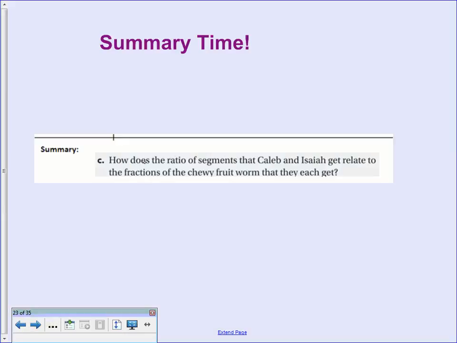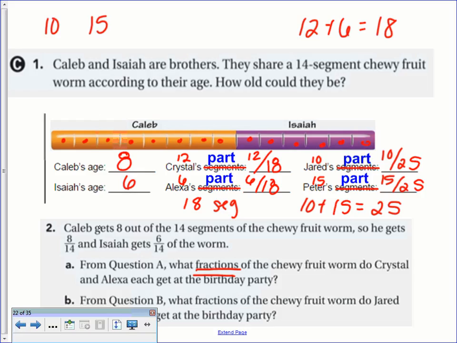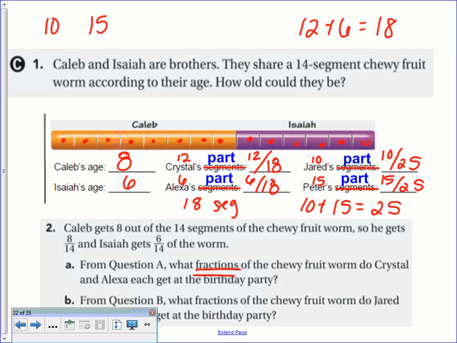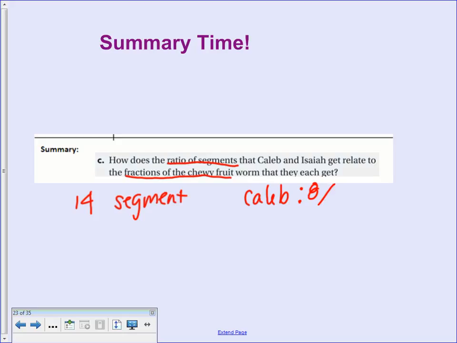Summary. How does the ratio of segments of Caleb and Isaiah compare to their fractions? Okay, so I have to go back. They were 8 and 6, and it was 14 segments. Caleb got 8 out of 14. Isaiah got 6 out of 14.